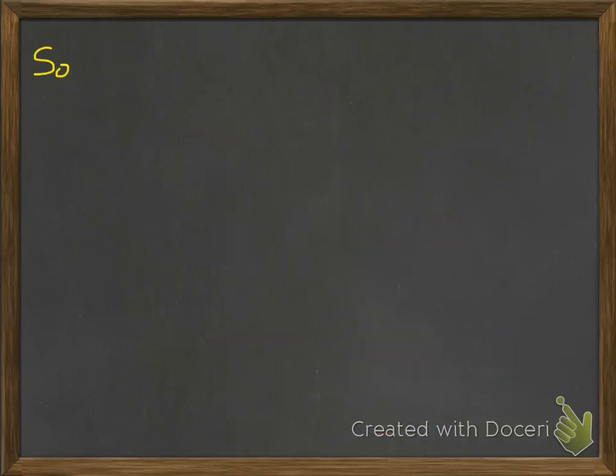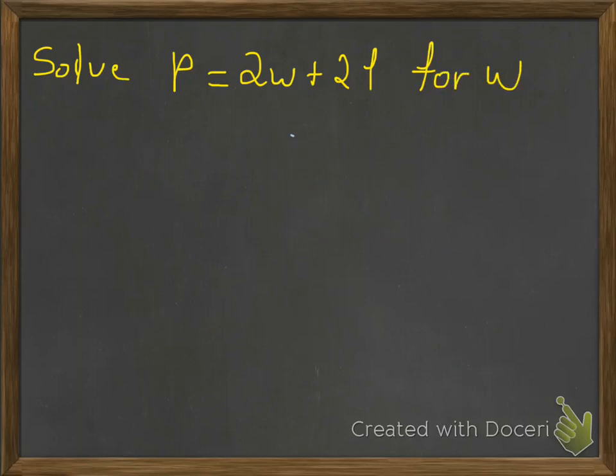Again, these are similar to problems we did in class. Let's say we want to solve perimeter equals 2 widths plus 2 lengths. This would be how to find the perimeter of a rectangle, and we're going to solve this for w. The weaker operation here is addition, so our goal is to get w all by itself. The first thing we're going to do is get rid of the 2l, which is being added, so we would subtract that from both sides.